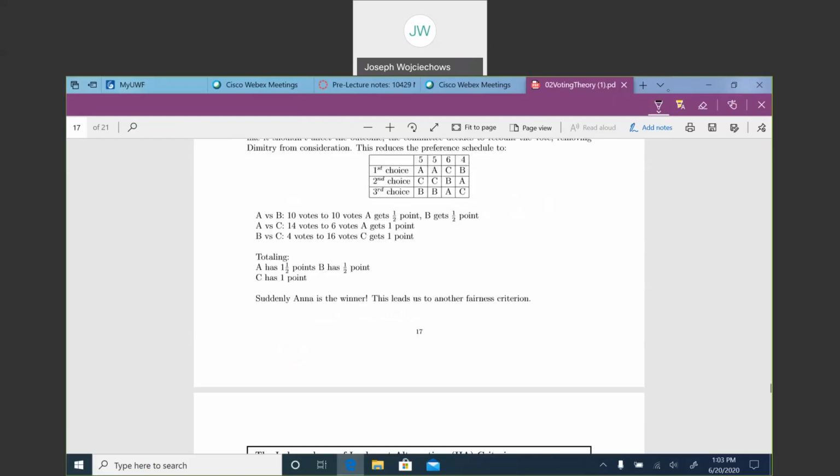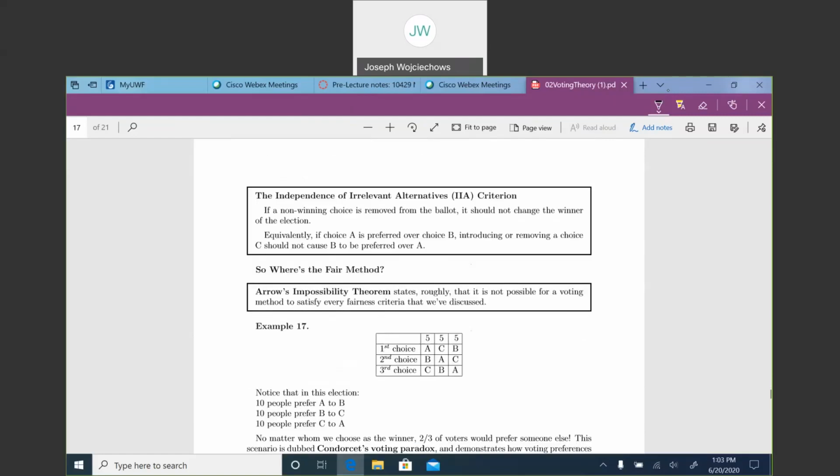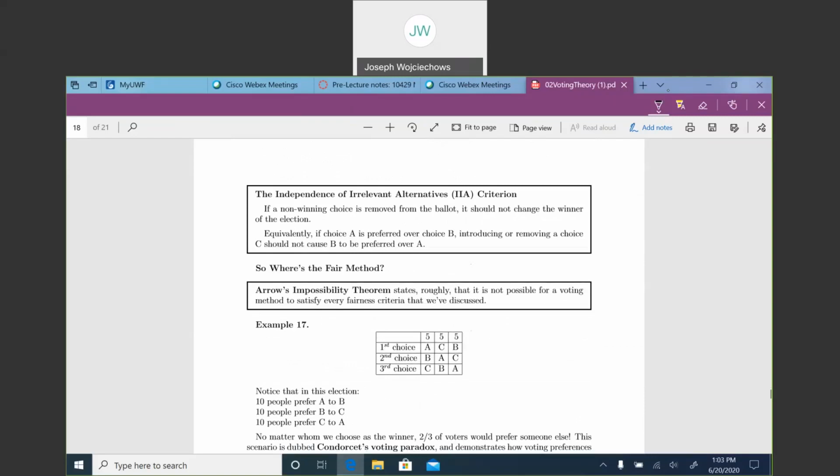This leads us to another fairness criterion, which is the independence of irrelevant alternatives criterion. If a non-winning choice is removed from the ballot, it should not change the winner of the election. Equivalently, if choice A is preferred over choice B, introducing or removing a choice C should not cause B to be preferred over A. So, what's the fair method?